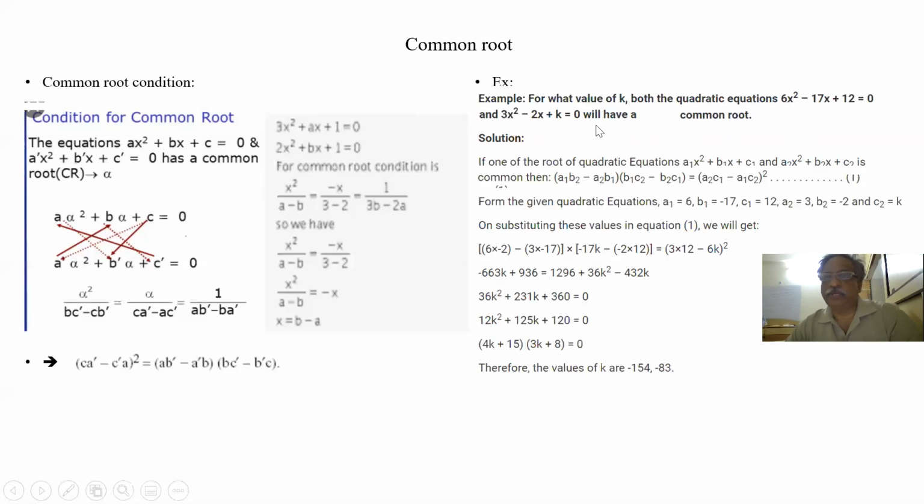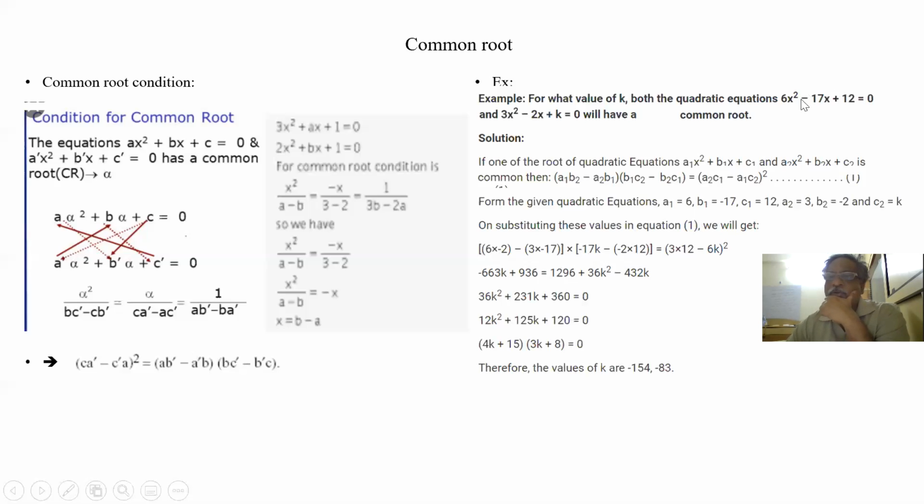If these two equations have a common root, what is the value of k? Now we know this equation, a2 c1, we have seen this. The extreme multiplication: 6 into k minus 3 into 12, 12 threes are 36. So 6k minus 36 whole square. The in-between multiplication is b1 c2 minus b2 c1. Similarly, c1 a2 minus c2 a1.